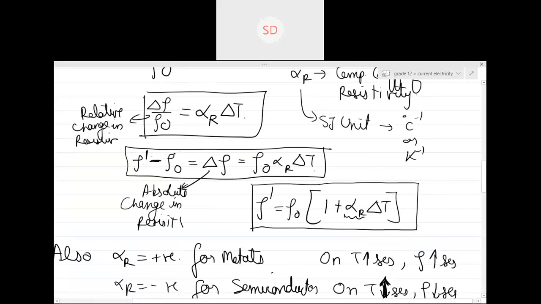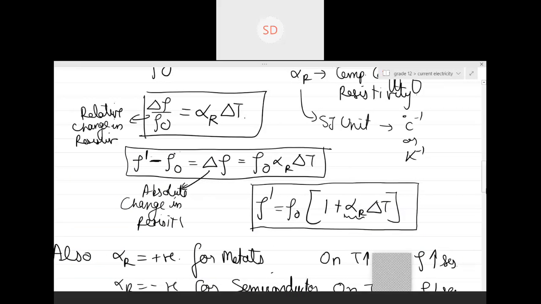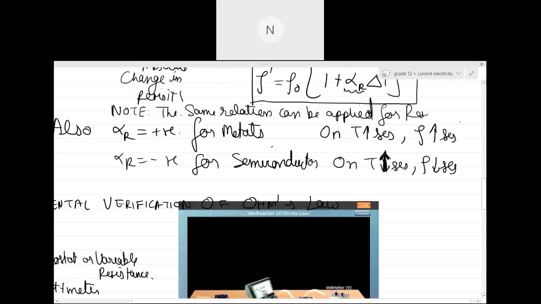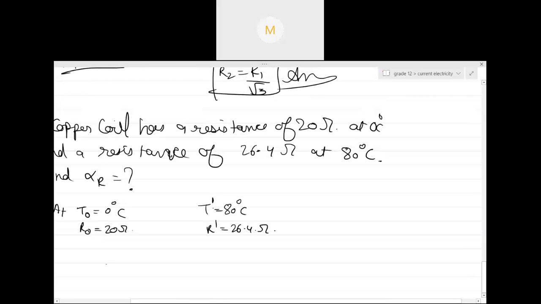If we don't assume any thermal expansion, the same relation which we wrote for resistivity can be applied for resistance. In place of rho, you'll write R. So here R dash is equal to R naught into (1 plus alpha R delta T).